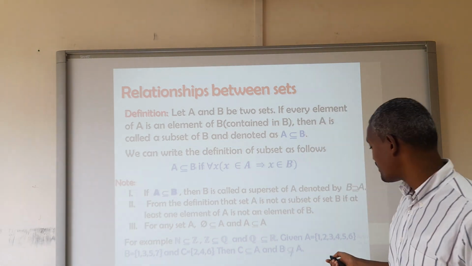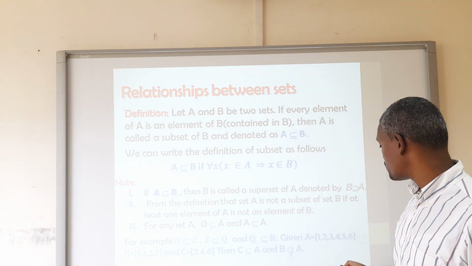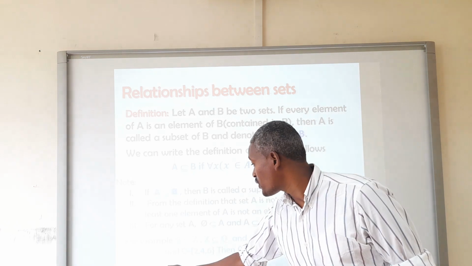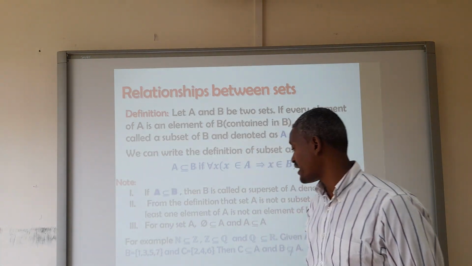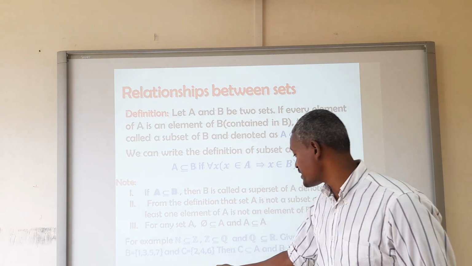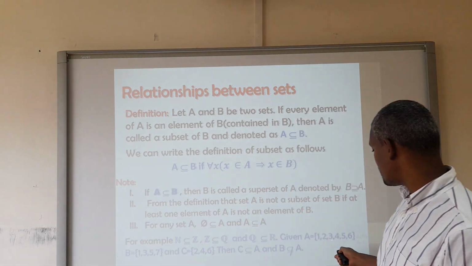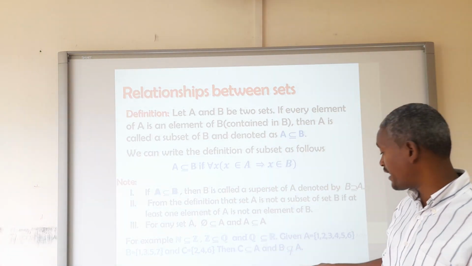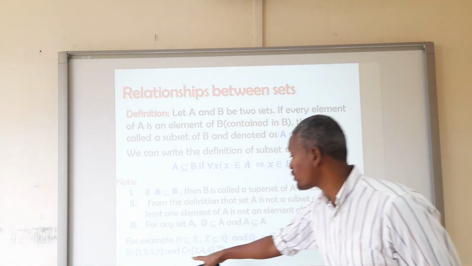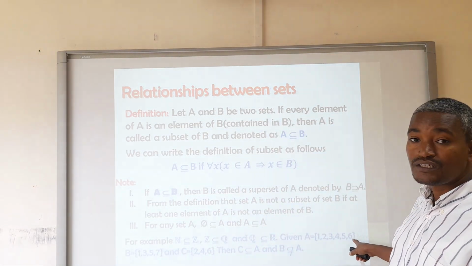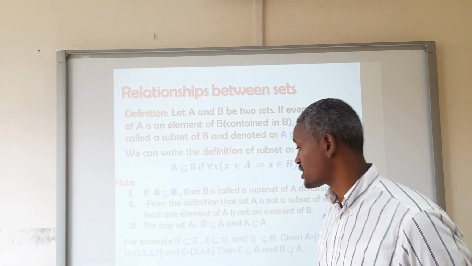Given a set A containing 1 up to 6, a set B containing 1, 3, 5, and 7, and a set C containing 2, 4, 6. Then clearly C is a subset of A, and B is not a subset of A, because the element 7 is not found in set A.